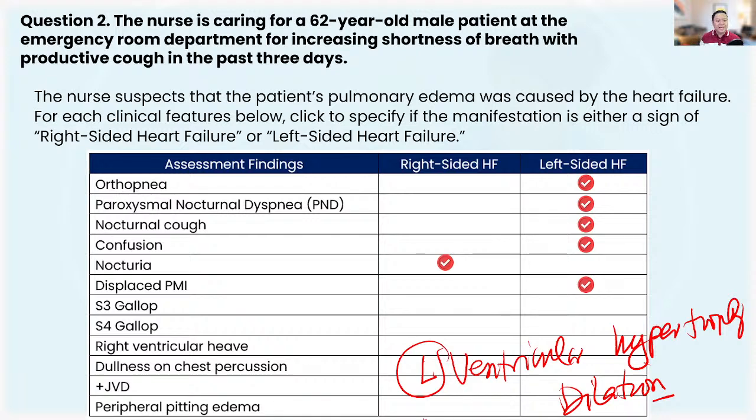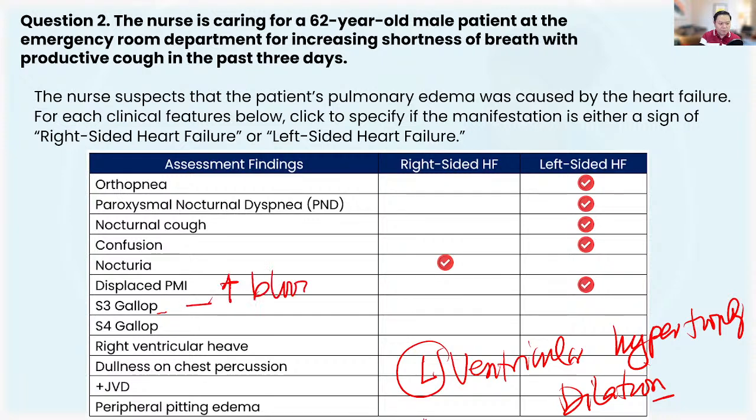Okay, now moving to the next manifestation here, S3 gallop. What is this? S3 gallop is an extra abnormal heart sound. Okay, we're supposed to have S1 and S2 only, but here our patient with a CHF is going to have the S3. Now, what is the S3 first? This is actually an indication that there is increased blood volume in the ventricle. Okay, let me find my pen.